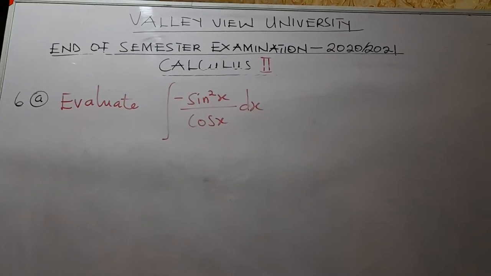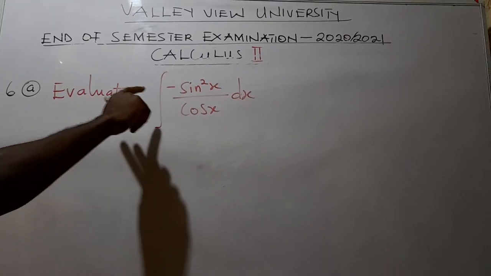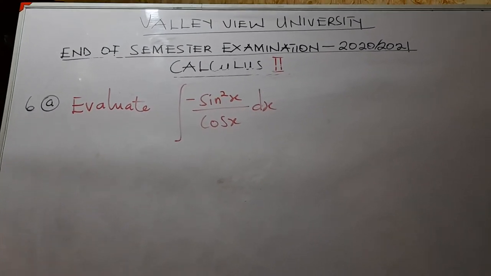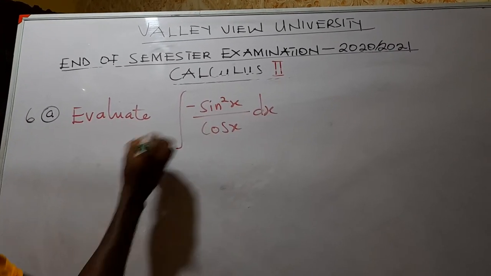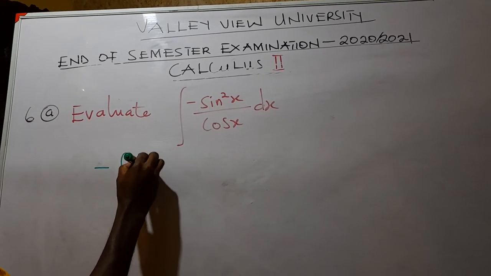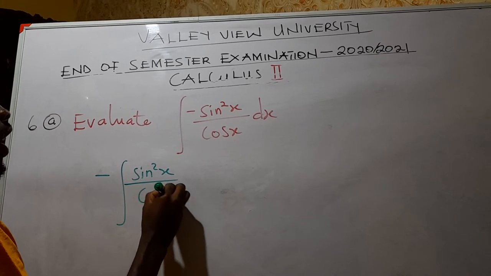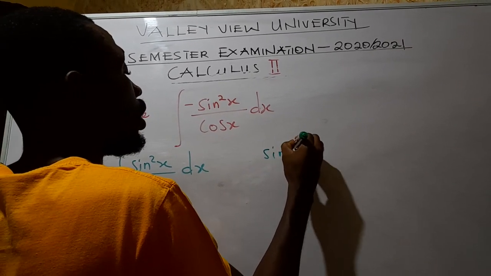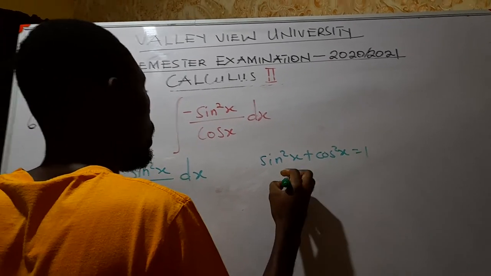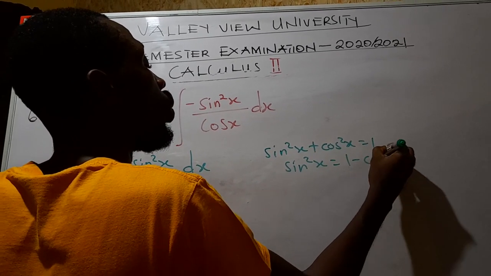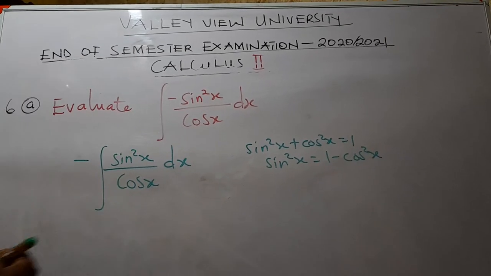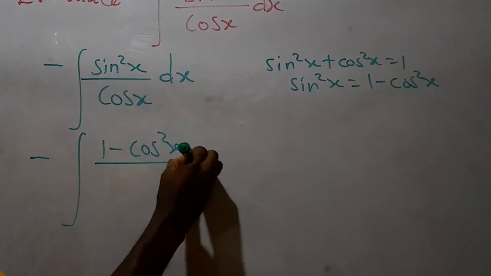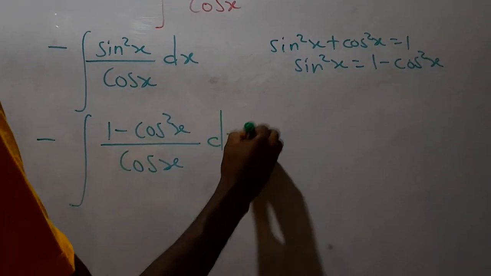So our next question, which is question 6, the A aspect, says we should evaluate the integral of negative sine square x over cos x dx. And this is worth 30 marks. So how do we solve this? Remember, we can bring the negative out. We have the integral of sine square x over cos x dx. And remember, sine square x plus cos square x is equal to 1. So sine squared is equal to 1 minus cos squared. So in place of sine squared, we can substitute 1 minus cos squared. We have negative the integral of 1 minus cos squared x over cos x dx.